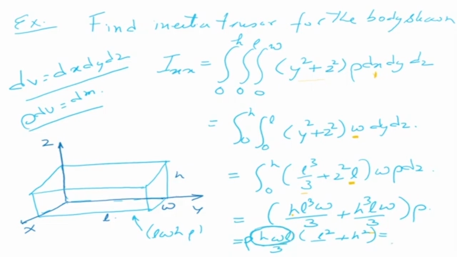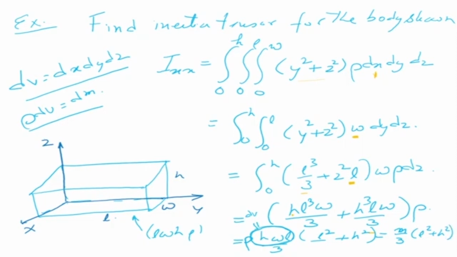Volume dV. So rho into dV is equal to, sorry, let me write it here. So this part is equal to your dV. Okay, so rho into dV is your mass. So this becomes equal to m by 3 into L squared plus H squared. Okay, so this is how we have got Ixx.